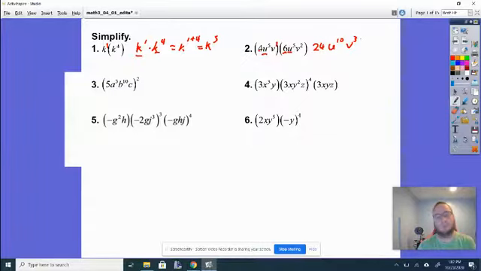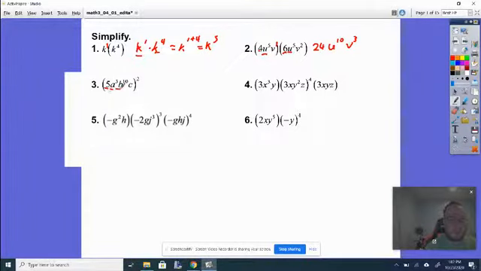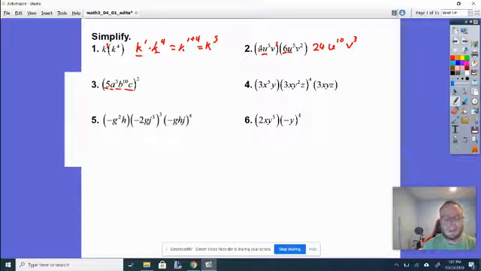Okay, the power rule says that when I have multiplication happening, and it has to be multiplication happening, I can just bring that exponent inside. Now if addition or subtraction is happening, we cannot do that. We have to do what we did in last unit, and actually multiply that out. So be careful with that.